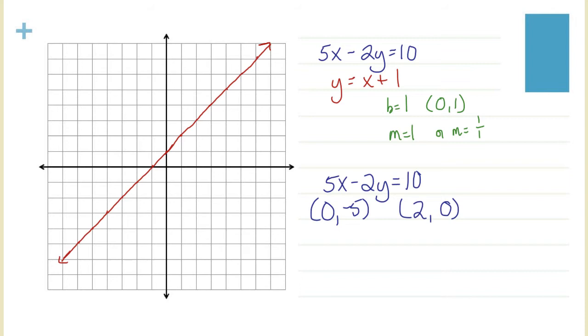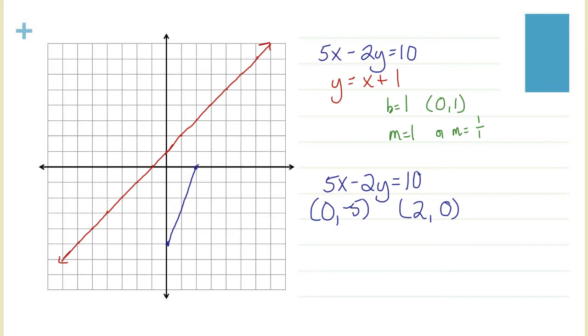Y-intercept of -5, 1, 2, 3, 4, 5. And x-intercept of 2. Now I can graph that, but because I don't know the slope of the line, I can't really tell where to go once I connect the dots. No, that's not very straight. I can't really tell where to go once I connect the dots. So notice, I'm going to be at the mercy of my straight edge to get me to the right place.